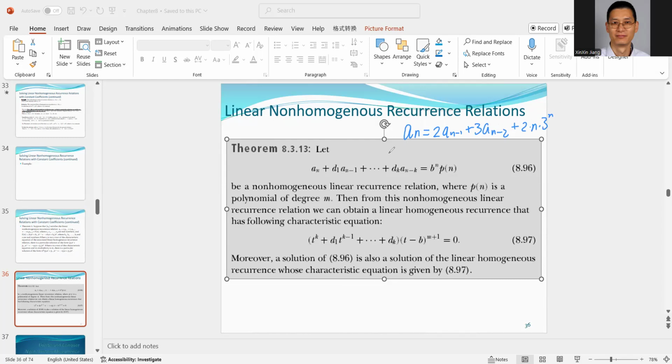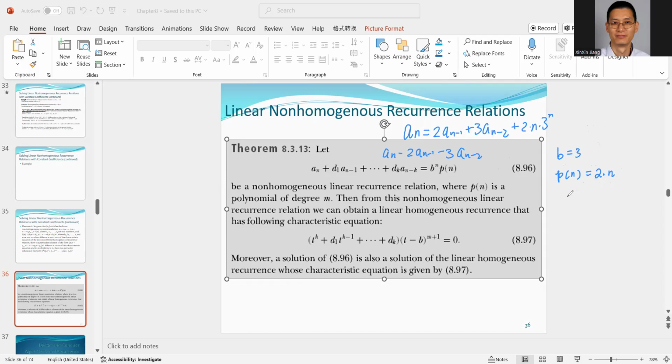Okay, so the homogeneous part is a sub n minus 2 a sub n minus 1 minus 3 a sub n minus 2. And b equals 3, and p of n is a polynomial, here 2 times n. If you don't see 2 times n in front of 3 to the n, you treat p of n to be 1. It's still a polynomial. And if you don't see 3 to the n, you treat it as 1 to the n, so b equals 1. Okay.